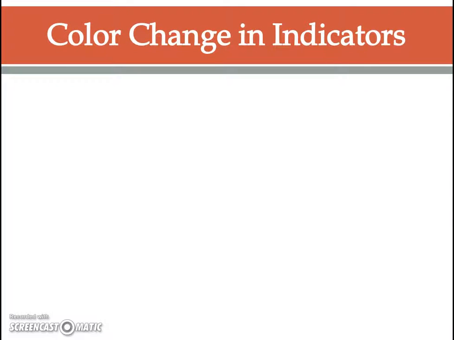Now, the color change in the indicators depends on what type of indicator you are using. The most common is litmus paper, and it comes in two different colors. It comes in blue and it comes in red. The easiest way to look at this is that if it is a base, then you would want to use red litmus paper to determine that. If it is an acid, you want to use blue litmus paper to determine that.